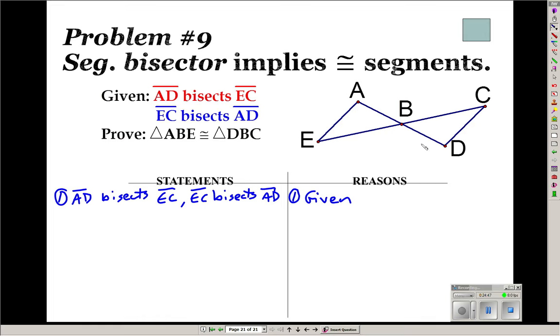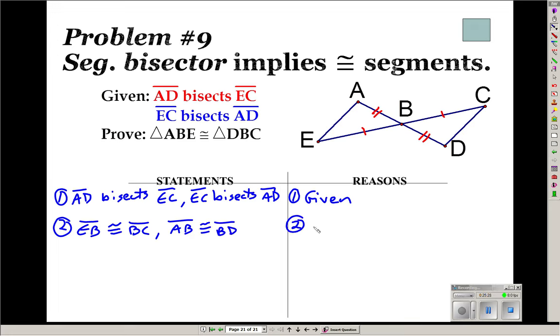Now they didn't say anything is congruent yet. We have to imply that. If segment AD bisects segment EC, then segment EC is cut in half. So those two parts are congruent. And if segment EC bisects segment AD, then segment AD is cut in half. So those two parts are congruent. That's what I'll use in the proof. Segment EB is congruent to segment BC, and segment AB is congruent to segment BD.